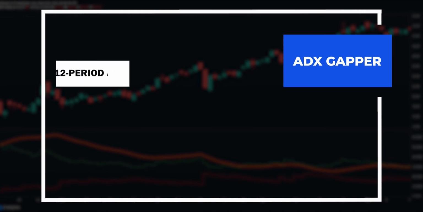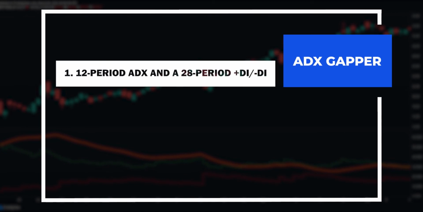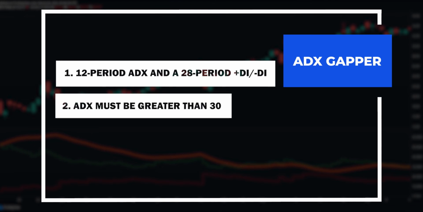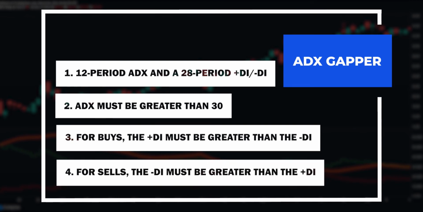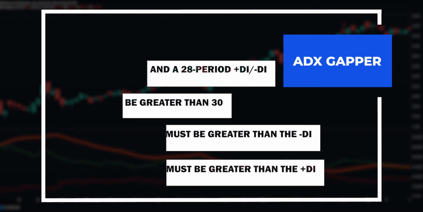You will use a 12-period ADX and a 28-period plus DI and minus DI. The ADX must be greater than 30. For buys, the plus DI must be greater than the minus DI. For sell signals, the minus DI must be greater than the plus DI.